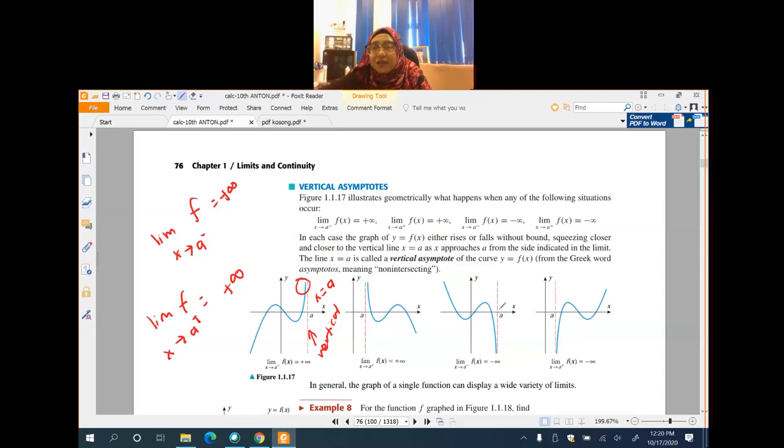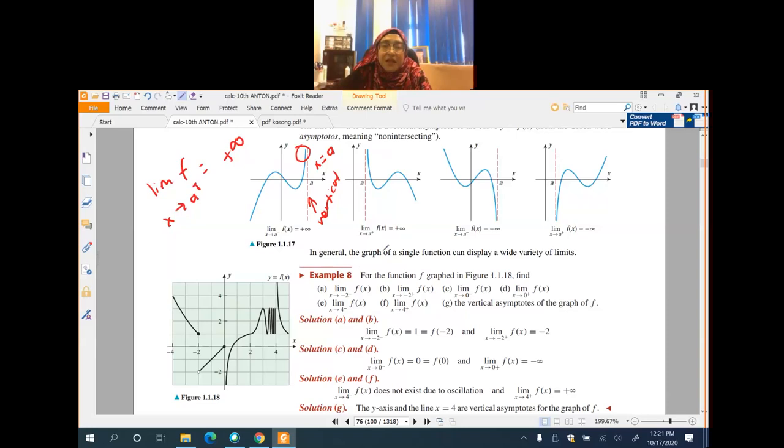This is when you have the limit of f as x tends to a from the left, equal to negative infinity. And it also happens for the fourth graph here. Okay, now let's continue with example 8.